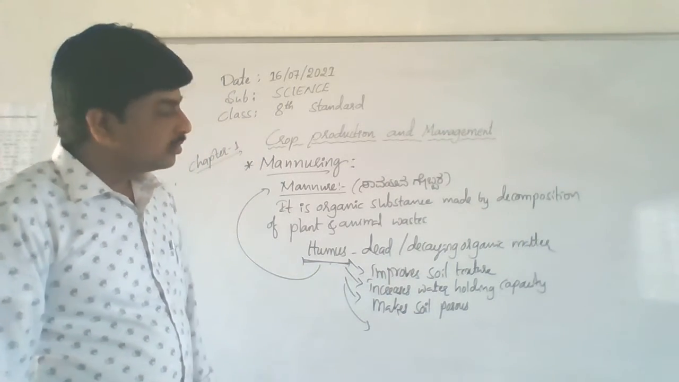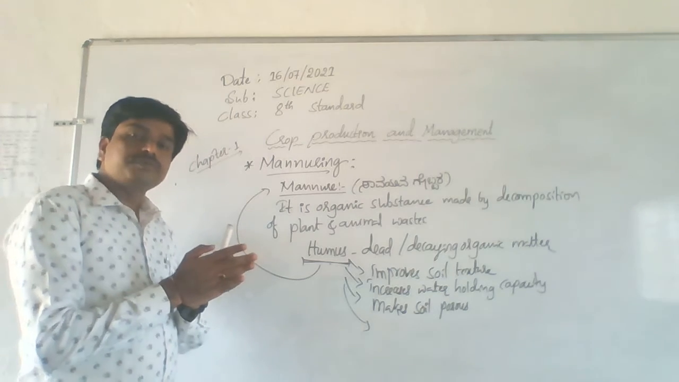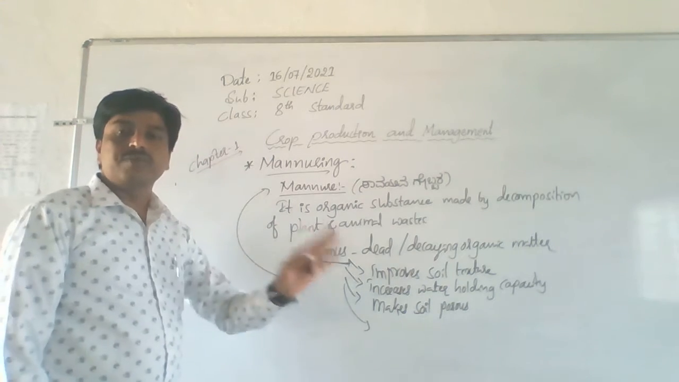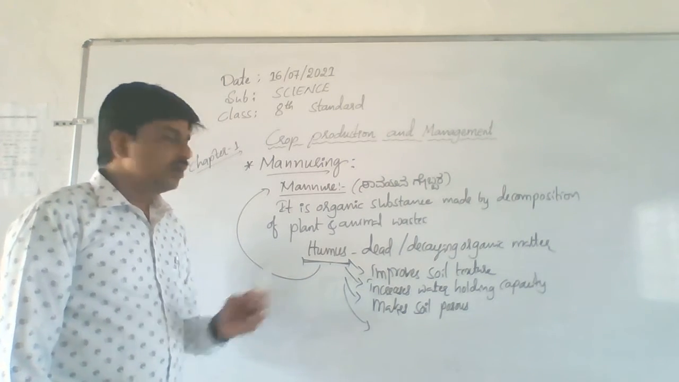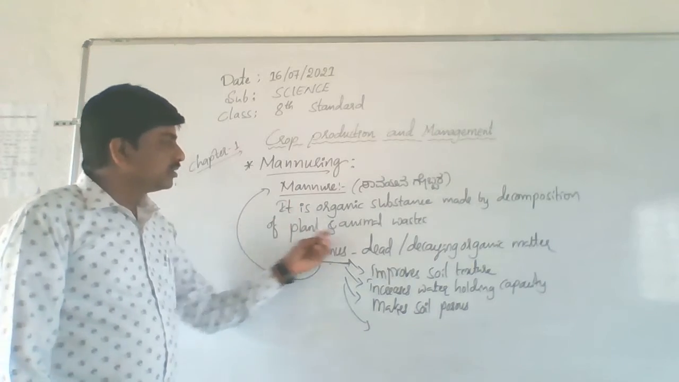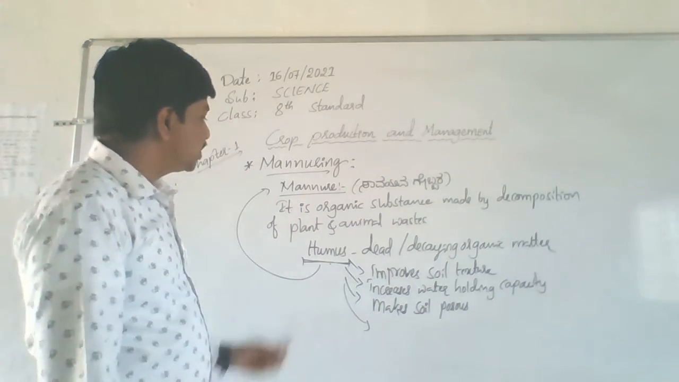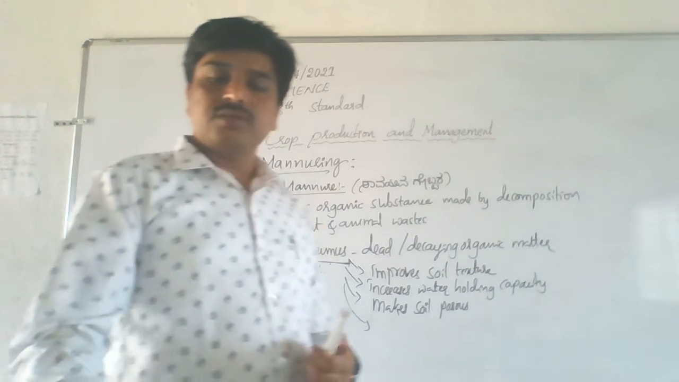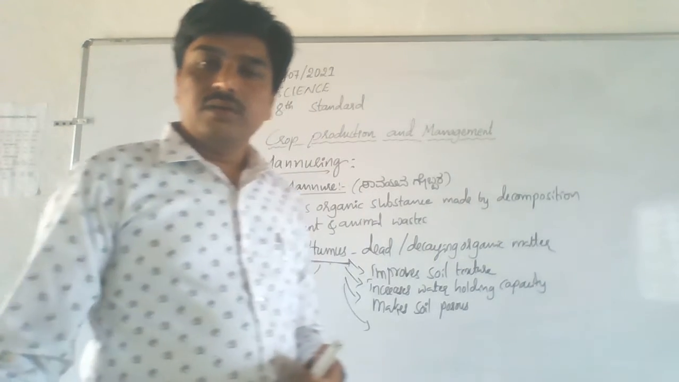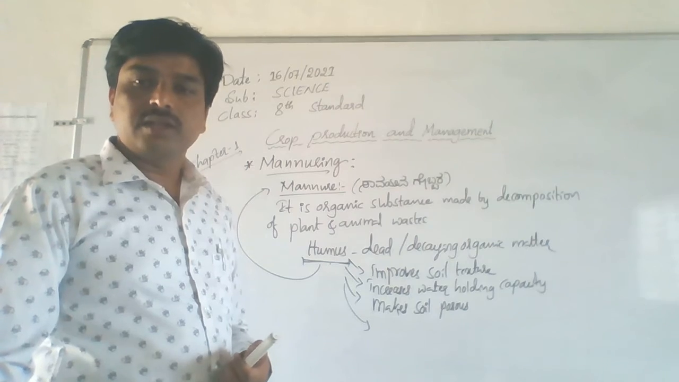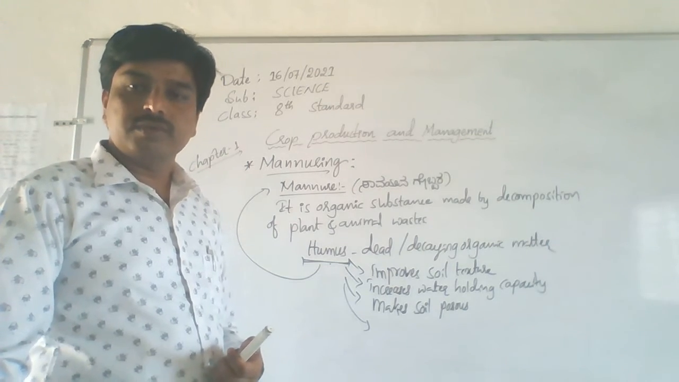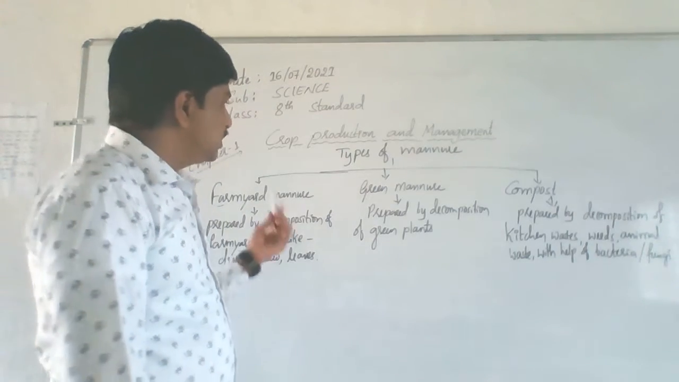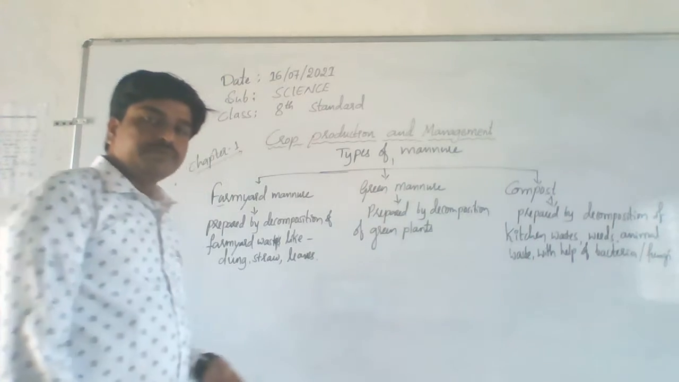So hence, it is very good to use manure in your fields. Understand? Purely organic. It is the organic substance made by decomposition of plant and animal waste. Clear or not, students? Then manure. Types of manures are there. Let's see which are the types of manures.